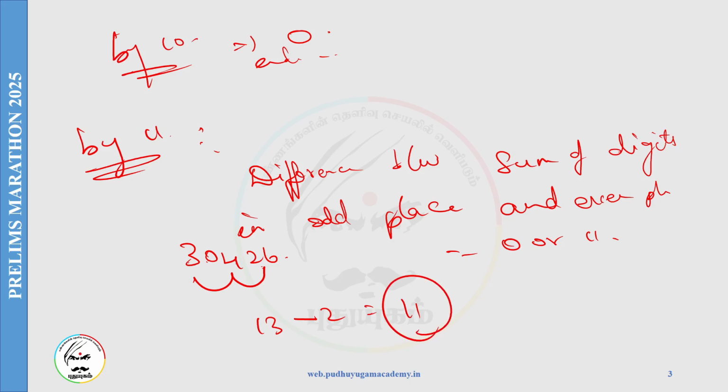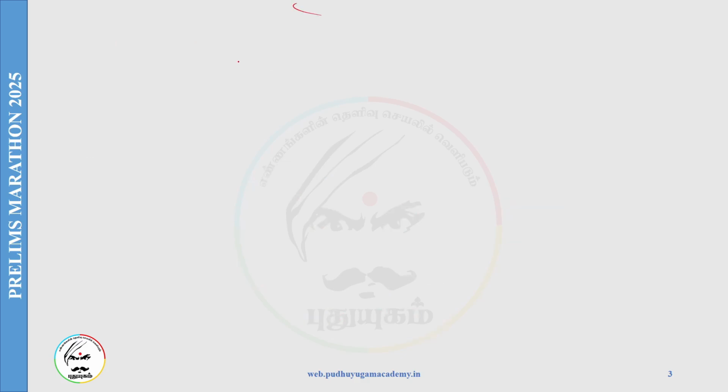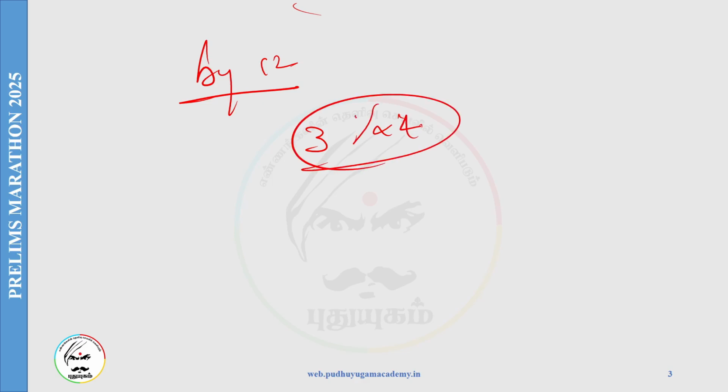So in the given digits, we add all the numbers in the odd places, and similarly we add all the numbers in the even places. When we differentiate, that is subtract the two, if we get 11 or 0, then the whole number is divisible by 11, right? And the divisibility test for 12 is that the number needs to be divisible by 3 and 4. If it is divisible by both, then it is divisible by 12.